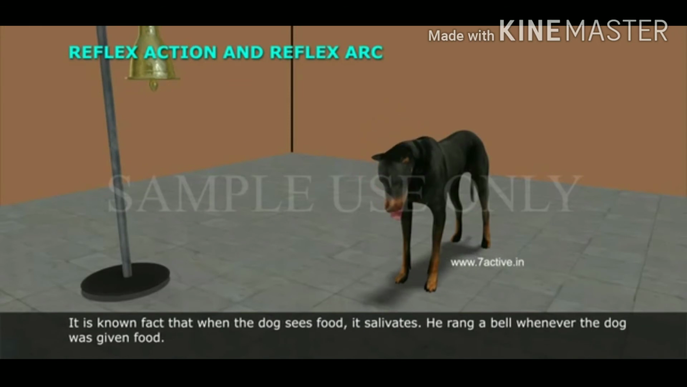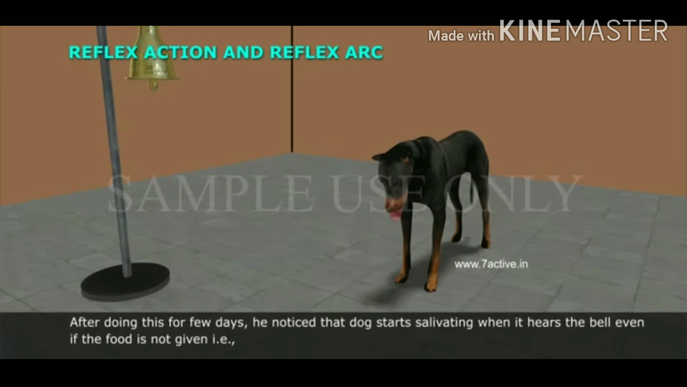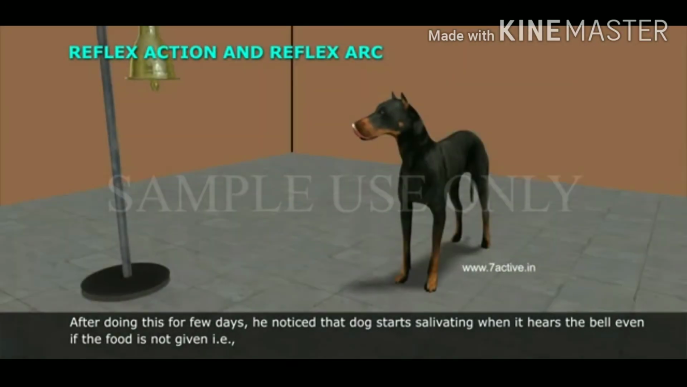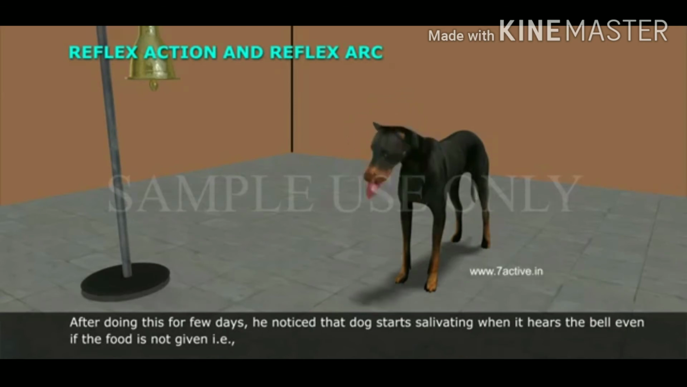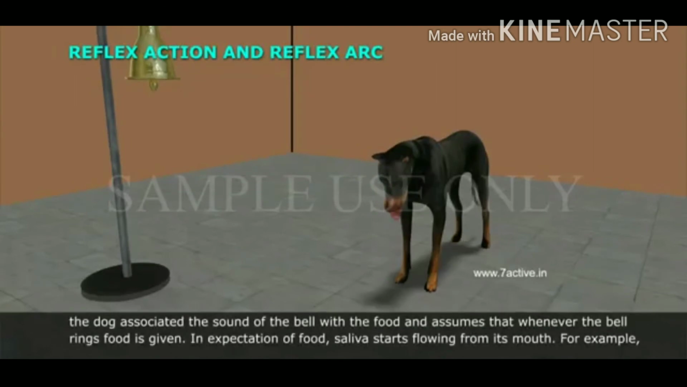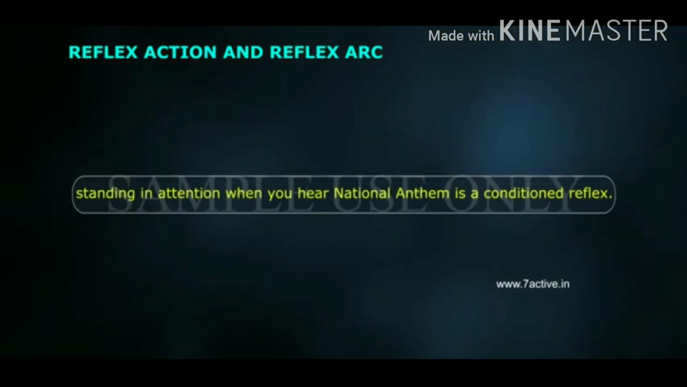He rang a bell whenever the dog was given food. After doing this for a few days, he noticed that the dog salivated when it heard the bell, even if the food was not given. That is, the dog associated the sound of the bell with the food and assumed that whenever the bell rings, food is given. In expectation of food, saliva starts flowing from its mouth. For example, standing in attention when you hear the national anthem is a conditioned reflex.